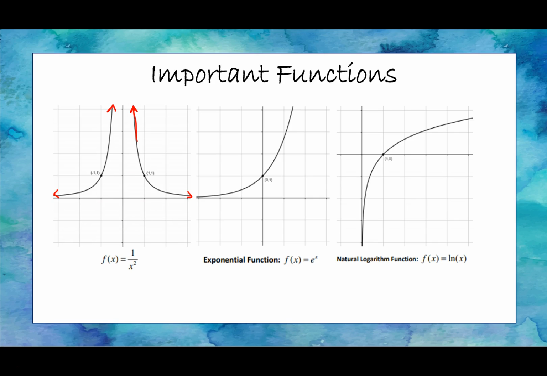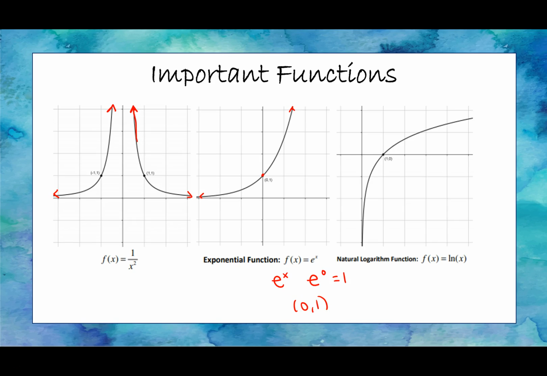And then we also have the function e to the x, and what I really want is for you to make sure you have this point 0, 1. And if you don't believe me, if I do e to the 0, anything to the 0th power is 1, so this is going to be the coordinate 0, 1.